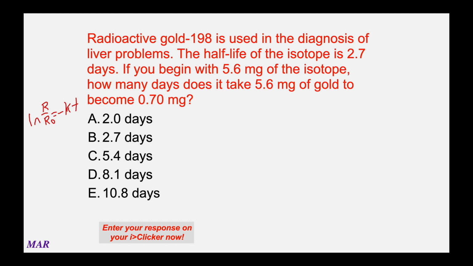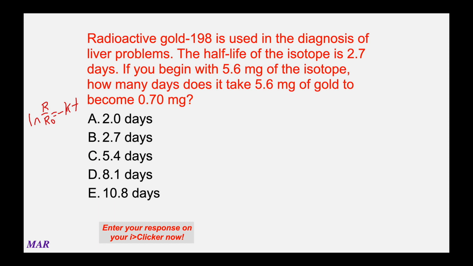It doesn't really matter. R0 is how much you start with. R is how much is left at time T. So in this problem, 5.6 milligrams is R0. That's how much we're starting with. And we want to know how long, time T, it's going to take to get to 0.70 milligrams. So 0.7 milligrams is R. We want to solve for T, but we don't know K, all right?